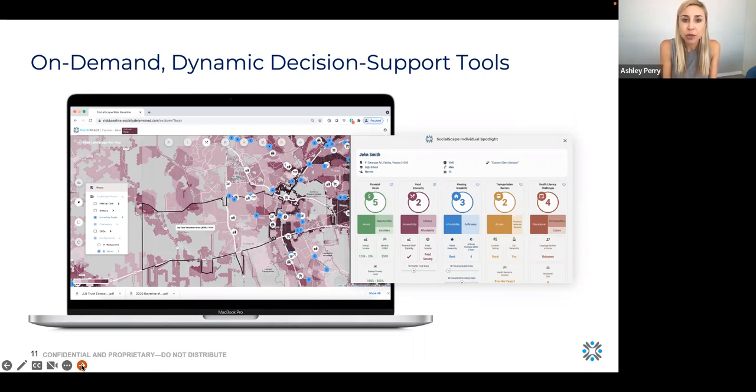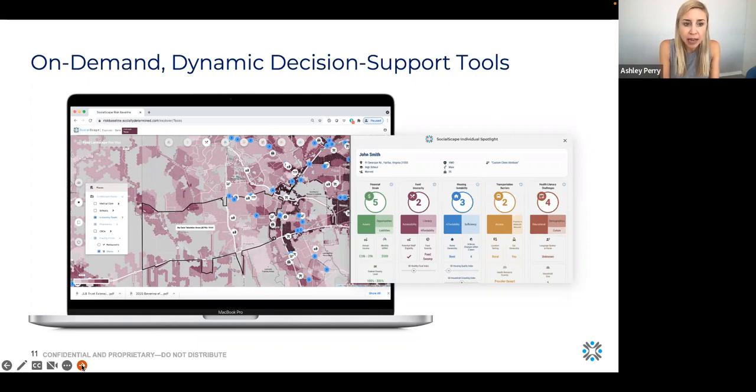The first is through SocialScape, which is our on-demand dynamic decision support tool, an analytic platform that your team could log into. It allows you at the community level to surf around your market and see the contours and concentration of risk, which is what you see through the map. I mentioned that we have a 5-point risk scale. The way that that translates to the colors that you're seeing on the map is that the more saturated the color, the higher the risk.